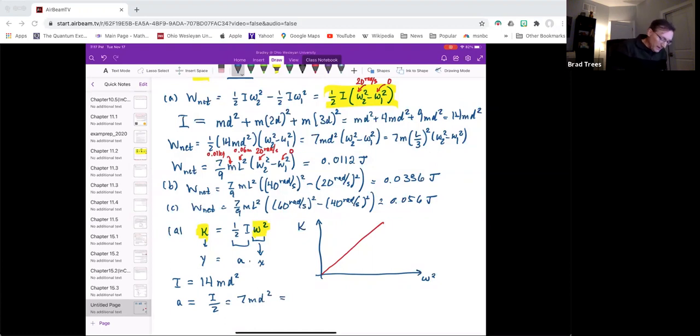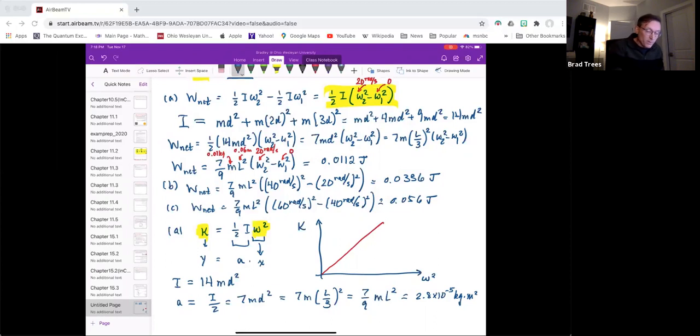7 times m is 0.01 kilograms. D is L over 3. I guess I should write that. So that's L over 3 squared. So that's 7/9 ml squared. That's what I want. And the L is 0.06 squared. And yep, so I get 2.8 times 10 to the minus 5. And that would be kilogram times meter squared.